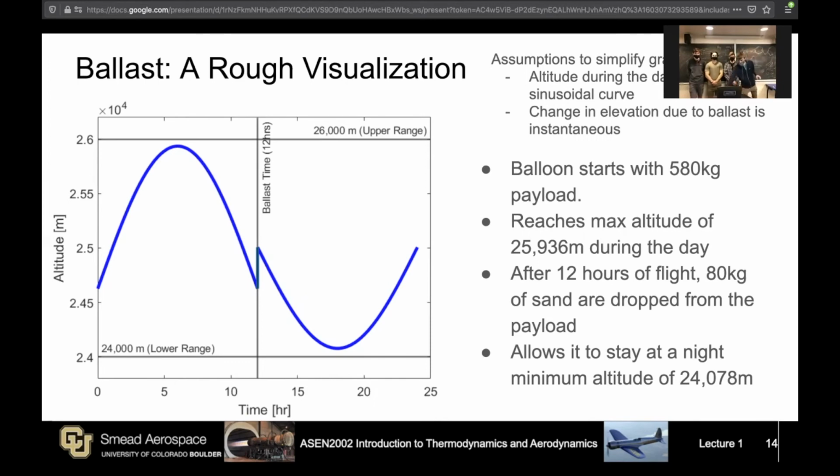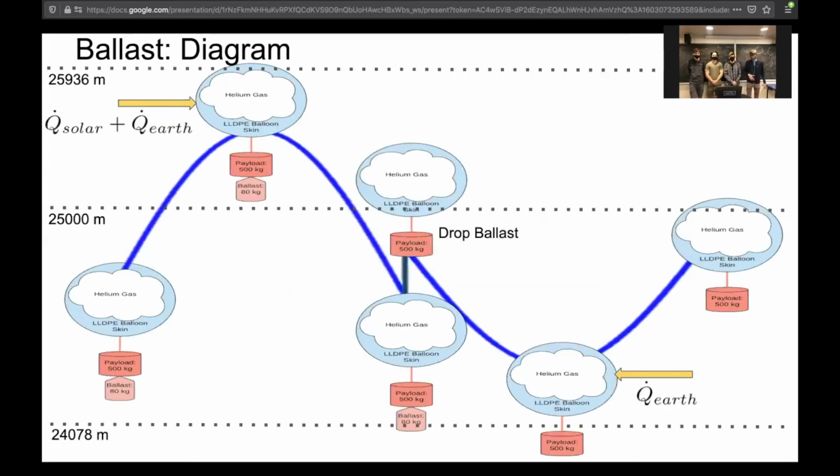And now here's a bigger visualization of that. And you can see it reaches a max altitude of 25,936 meters at the hottest point in the day. And then after 12 hours have passed, we drop the ballast and it rises up so it only reaches a minimum altitude of 24,078 meters.